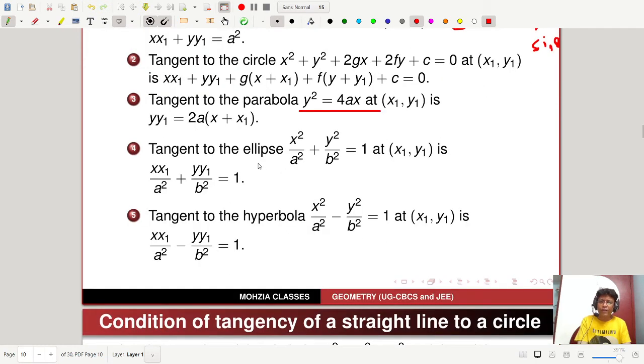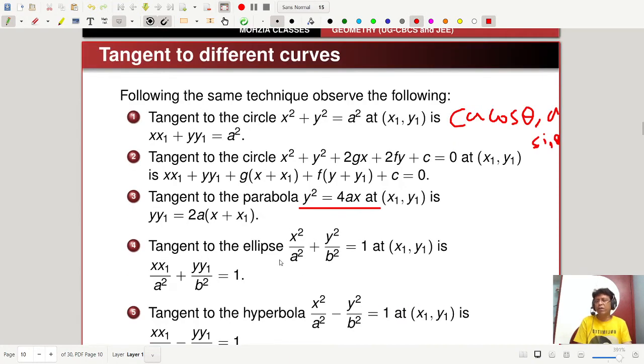And if you want to write for the ellipse the same way, because the square term will be a product, you can write it directly without any calculation. And for the hyperbola also there will be a minus. So that is how you can write for different curves the tangent directly without any calculation.